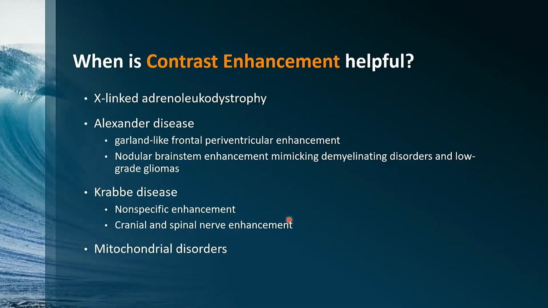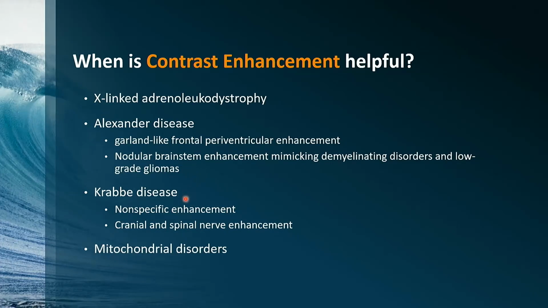The next question is, when is contrast enhancement helpful? As you know, X-linked adrenoleukodystrophy is a well-known leukodystrophy, which shows contrast enhancement in the involved white matter. Alexander disease is also known as a leukodystrophy that shows contrast enhancement, but the contrast enhancement pattern is different from adrenoleukodystrophy. It shows garland-like frontal periventricular white matter enhancement or nodular brainstem enhancement.